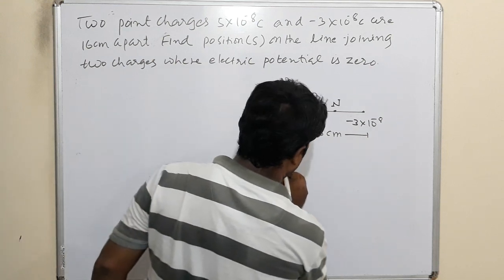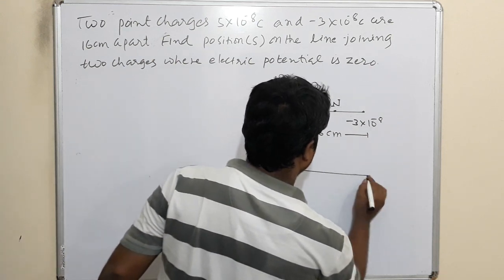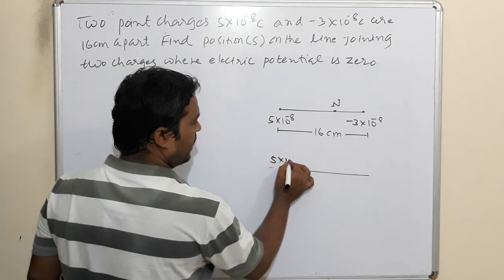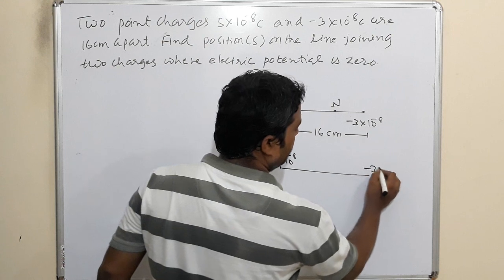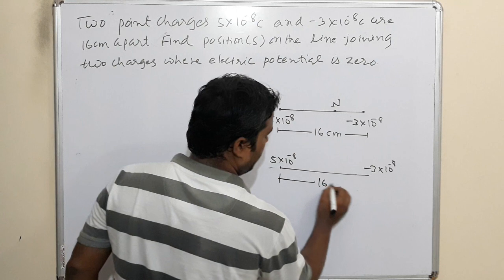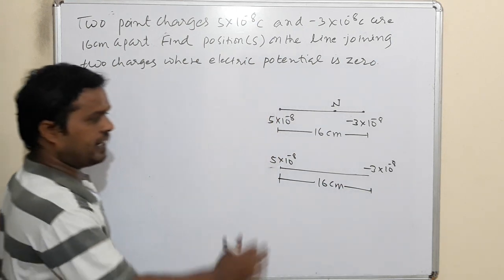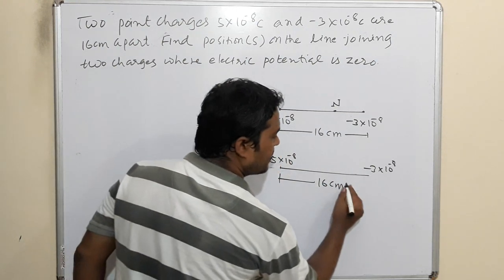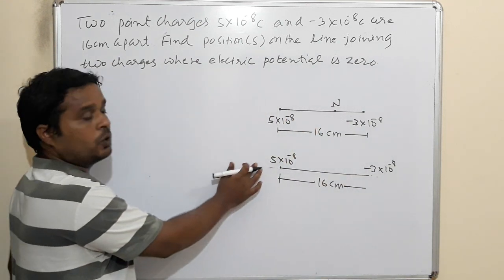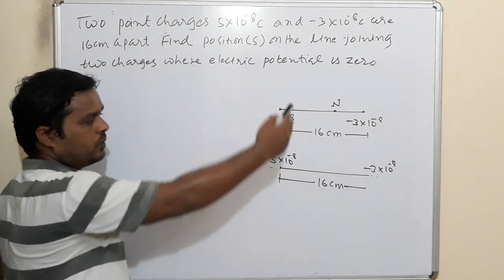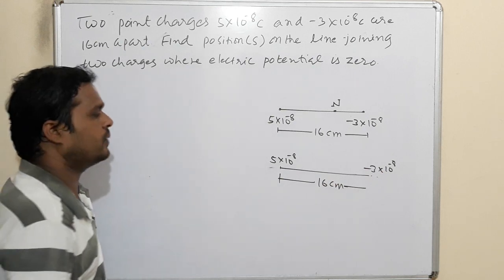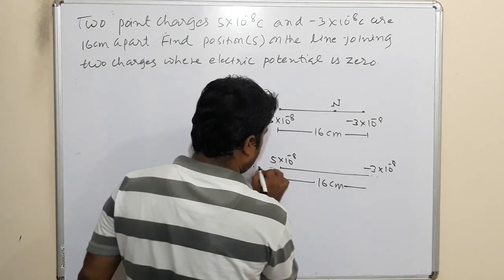Same case if I consider outside the charges. This is 5 into 10 raised to minus 8. This will be minus 3 into 10 raised to minus 8. Then this distance is going to be 16 centimeter. If it exists outside, where can it exist? It can exist outside the charges, either this side or this side. I told you it should be closer to the charge of small magnitude. Which is small in magnitude? This is small in magnitude. Therefore, the neutral point exists outside like this.